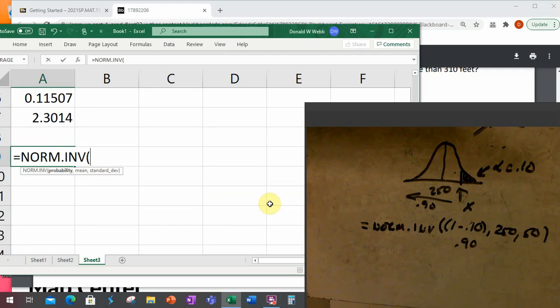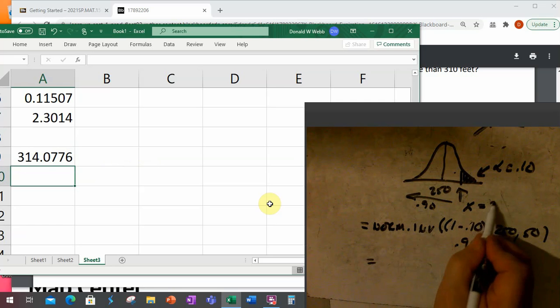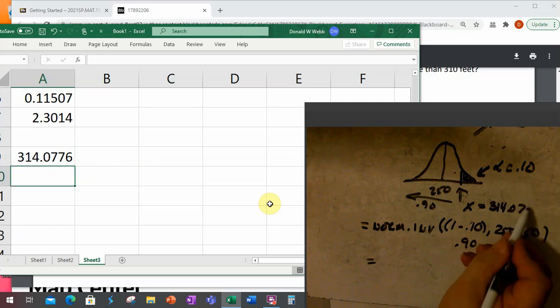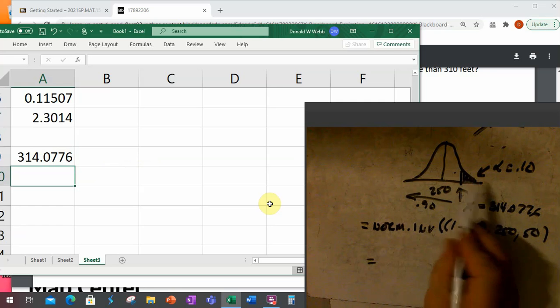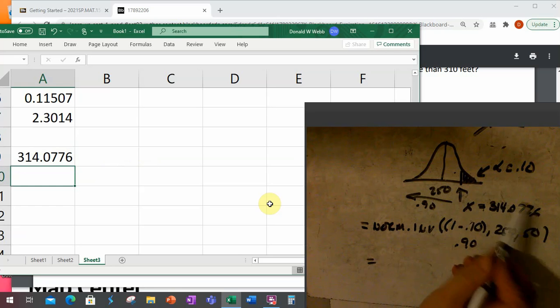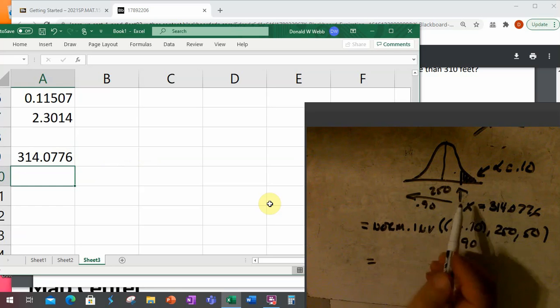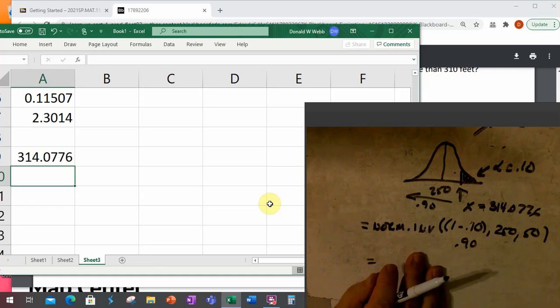So the probability, that's the 0.90, 250, comma 50. And this breakpoint is 314.0776 feet. So 90% of the balls are less than this number, 10% are at that or above, okay? That's kind of a break number. So we're gonna leave that, that's just the breakpoint.